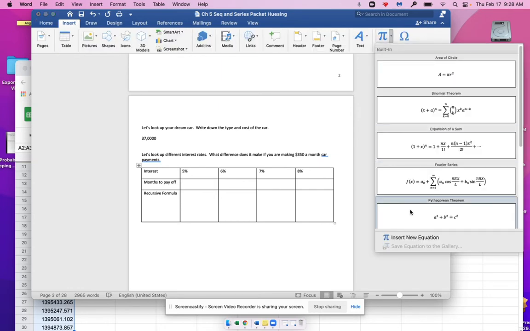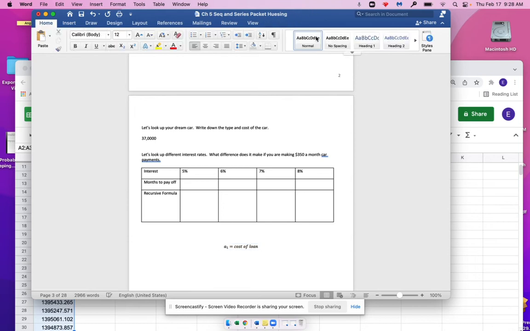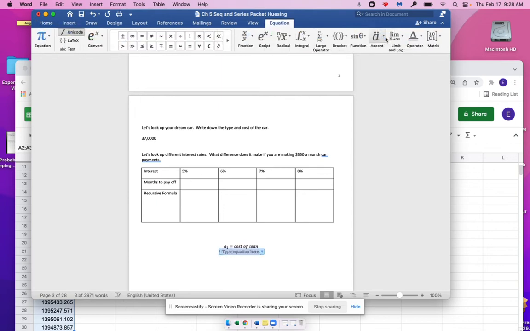So remember our recursive equation. Our first term is always the cost of the loan. And then in our recursive formula, to get our next payment, it's always going to be, I put in the wrong subscript there, our previous times 1 plus the interest divided by 12. So it's our interest rate divided by 12 minus our payment.